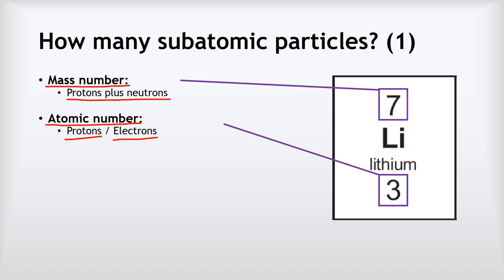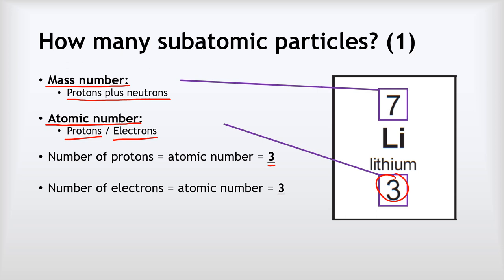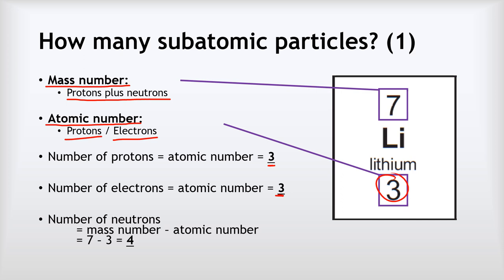So if we wanted to know how many protons there were, the number of protons is the atomic number, which in this case is 3. Really easy. The number of electrons is also the atomic number, that bottom number, so it's also 3. And to find the number of neutrons, we do a little calculation, because we set up here that the mass number was the protons plus the neutrons. So if we take the protons away, that means the mass number take away the atomic number, in this case 7 take away 3, we're left with 4 neutrons.